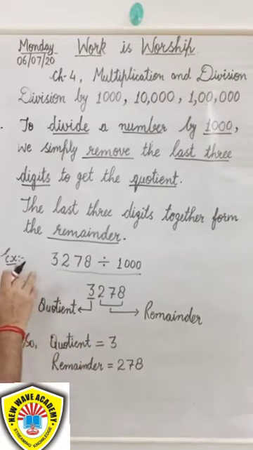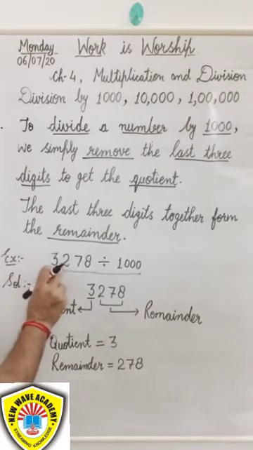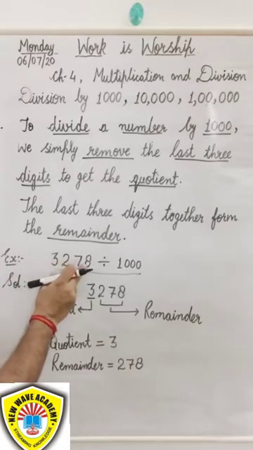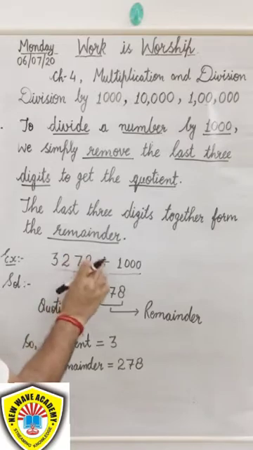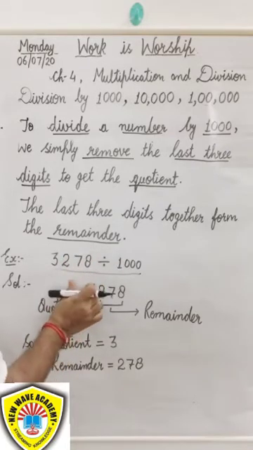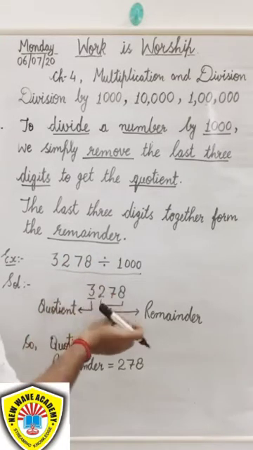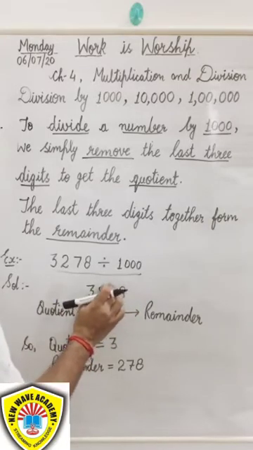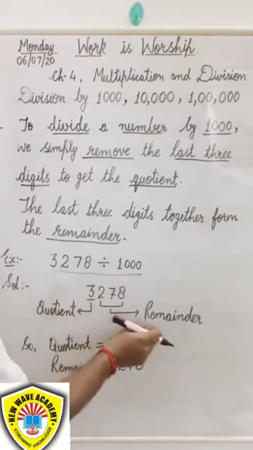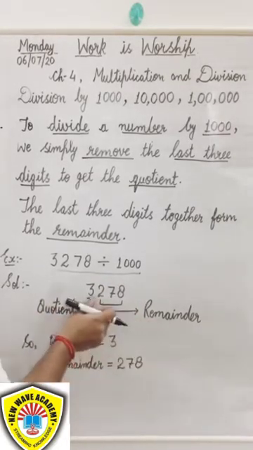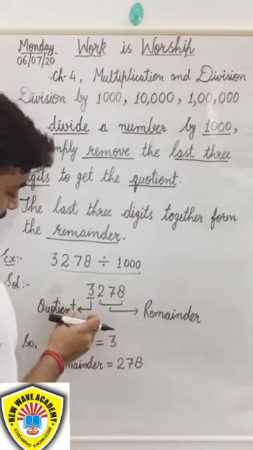Let's understand with the help of an example. Suppose we have number 3278, which we have to divide by 1000. So the digits in its ones, tens and hundreds place form the remainder and the remaining digit forms the quotient.